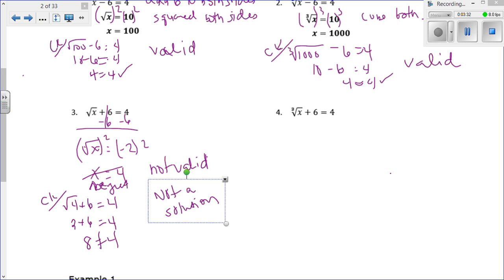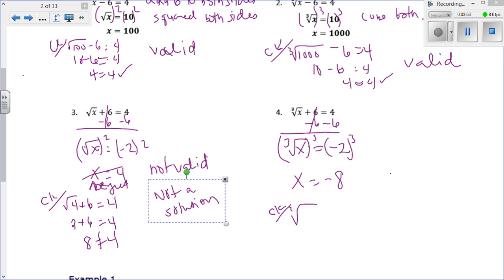All right, for number 4, subtract 6. The cube root of x is equal to negative 2. This time we're going to cube both sides. So x equals negative 2 cubed, which is negative 8. So then for my check, the cube root of negative 8 plus 6 equals 4. Well, the cube root of negative 8 is negative 2.